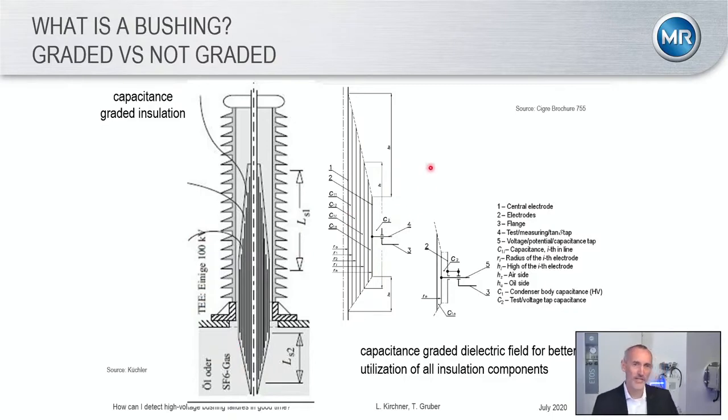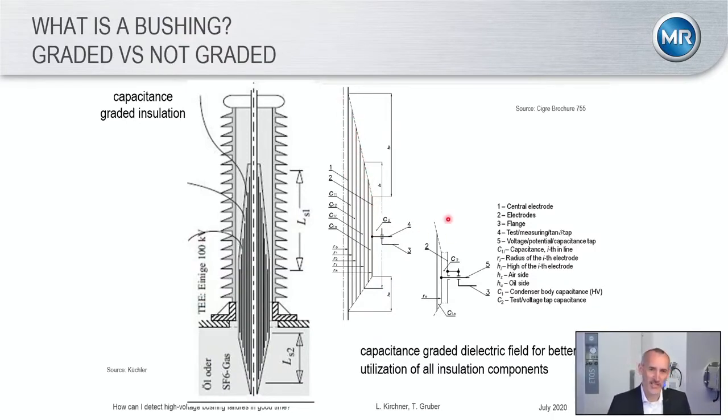The condenser core consists of many foils, basically surrounding the conductor, and with these foils I try to grade the field and get a better utilization of the insulation material. Now, what is important to know, if we look at the foils, they usually form capacitances that are connected in series. If I look from the conductor to the flange, and we start here with the first foil going down to the last foil here, the ground foil, this capacitance of all foils together is called C1.